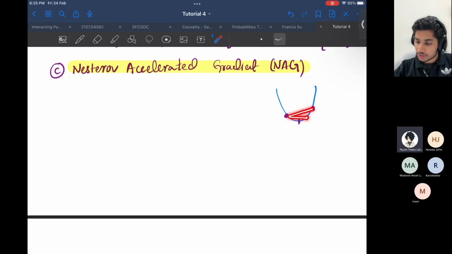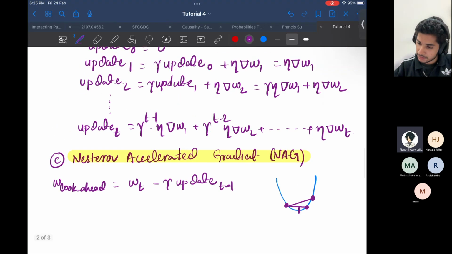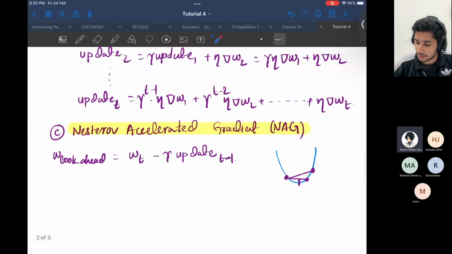Make sure that you are close to your minimum, which is this. So this is the general idea. And how we manifest this idea is the following. We calculate w look ahead, which is wt minus gamma times update t minus 1. I hope you can see that this is similar to the momentum based gradient descent part.